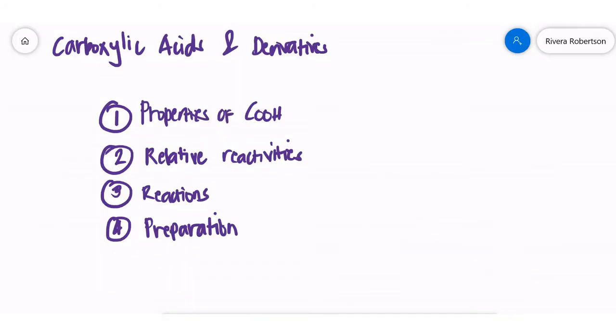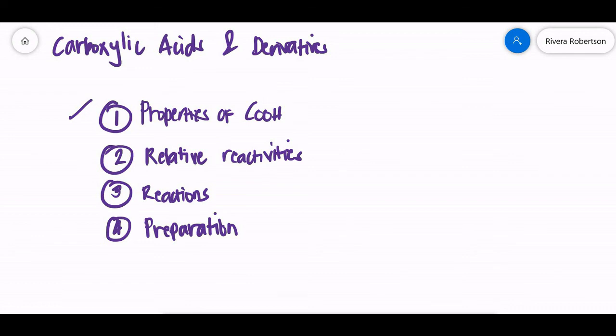We're going to talk about the carboxylic acids and derivatives. So we have the following outlines. First, we'll discuss the properties, followed by the relative reactivities, the reactions that they undergo, as well as the preparation of each of the carboxylic acids and its derivatives.